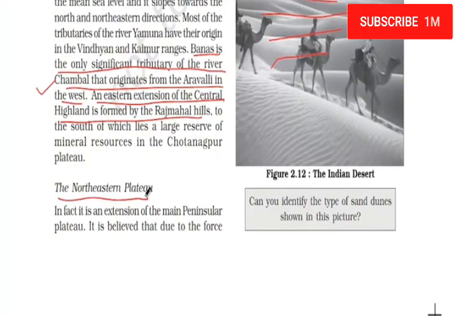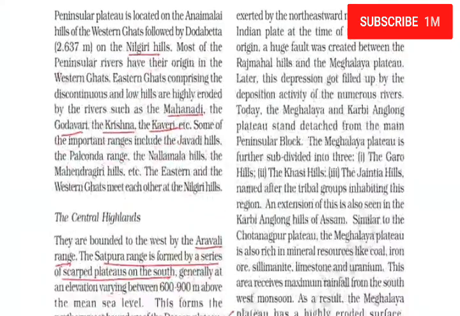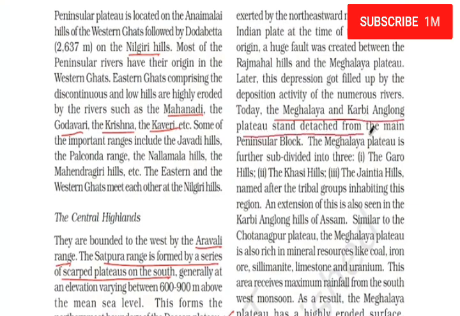In fact, it is an extension of the main peninsular plateau, but it is separated by the Malda Gap, as I have told you, right? A depression. Today the Meghalaya Plateau and the Karbi Anglong Plateau stand detached from the main peninsular block, and then we need to understand here that the Meghalaya Plateau is further subdivided into Garo, Khasi, Jaintia, named after the three tribal groups who are present in this region.